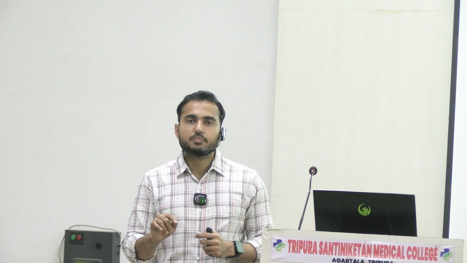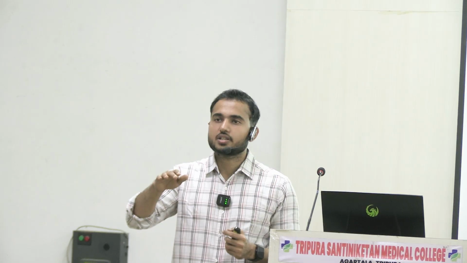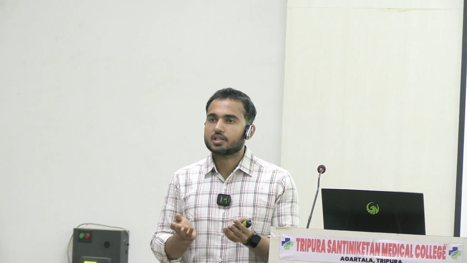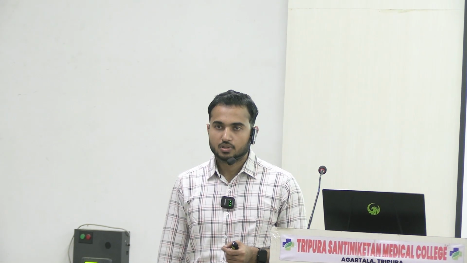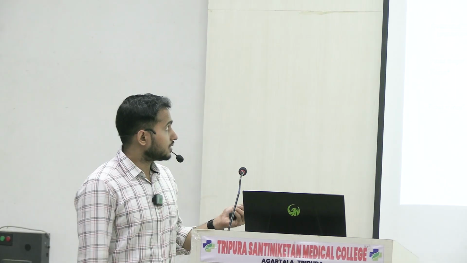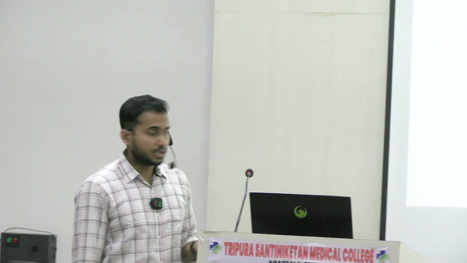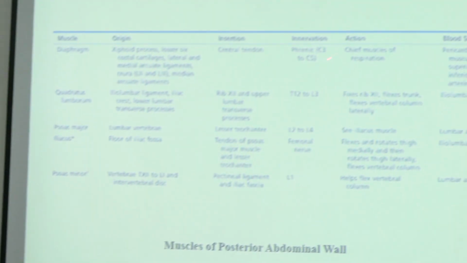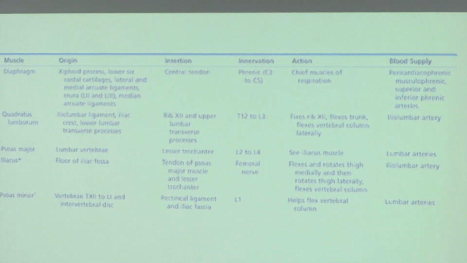The central tendon is very important. Why is it important? Just above the central tendon, the heart is situated, enclosed by the pericardium. And I hope you have studied that in the mediastinum. Now it is the chief muscle of respiration. Nerve supply, you can see phrenic nerve, the root value is C3 to C5.